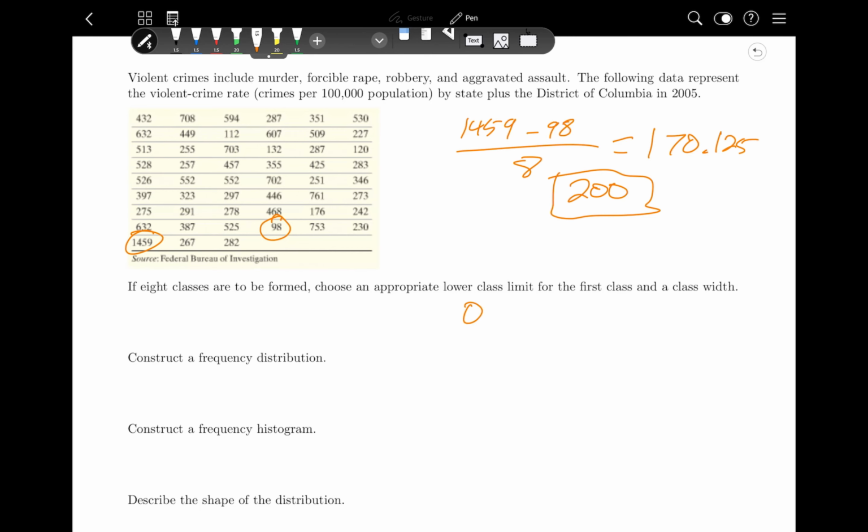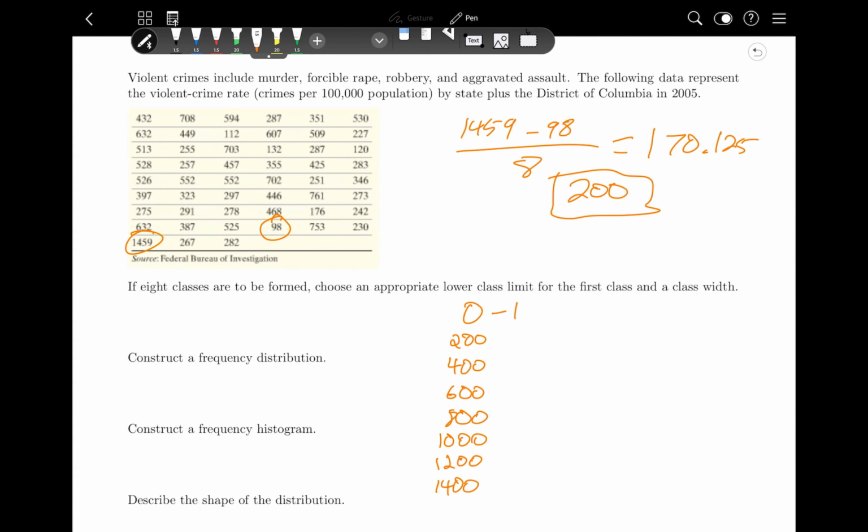So that means if my first lower class limit is 0, then my next one is 200, and then 400, and then 600, and then 800, and then 1,000, and then 1,200, and then 1,400. And now we can add in the upper class limit.